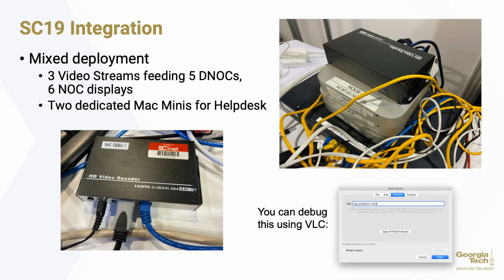And what we did is we set up 3 minis, and instead of putting them out all over the place, we just had them sitting right on the DevOps table in the NOC. That's the DevOps switch, so they could plug right in. And so we were able to take those 3 video streams and send them to the 5 DNOCs, as well as 6 of the displays on the NOC. There were 2 displays on the NOC for the help desk that had sort of custom dashboard type requirements. And so we kept those as regular Mac minis, although the plan is to phase that out.